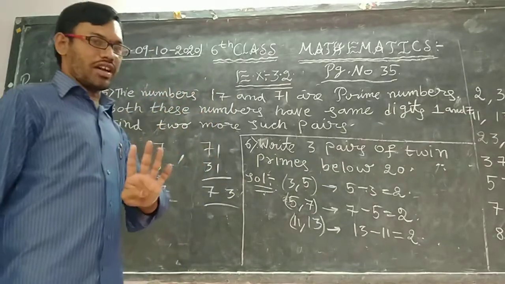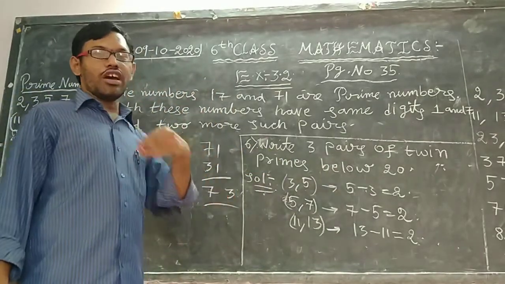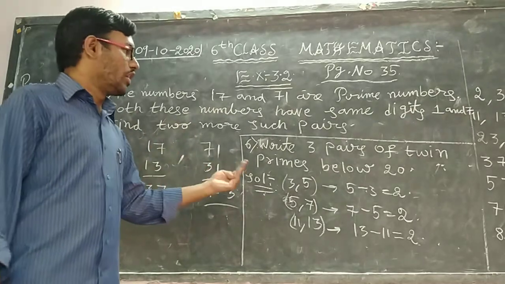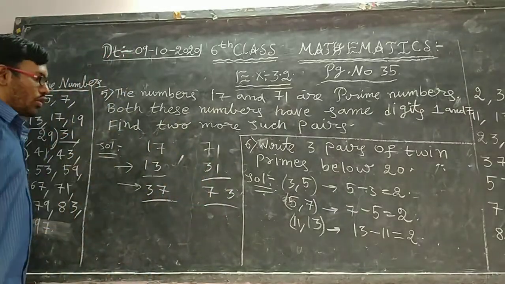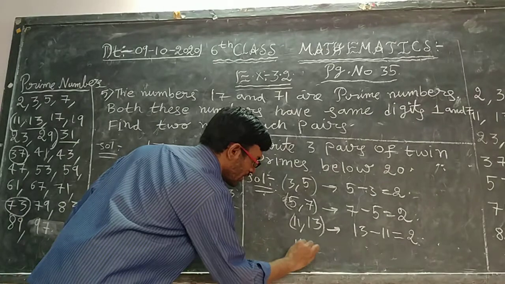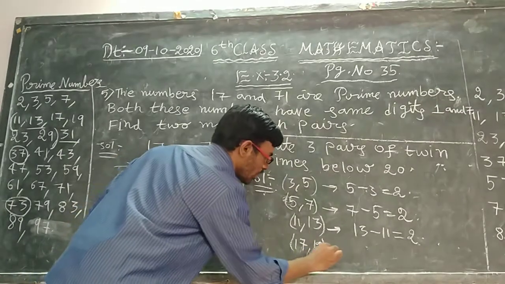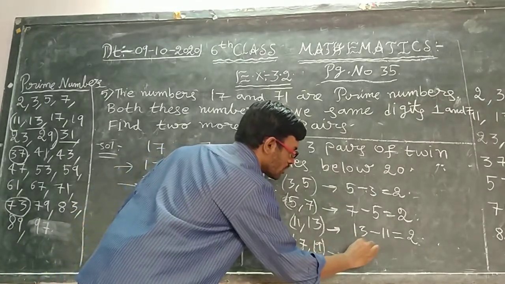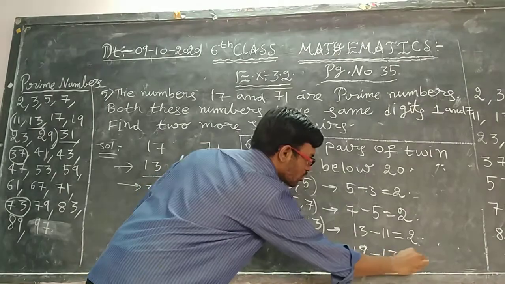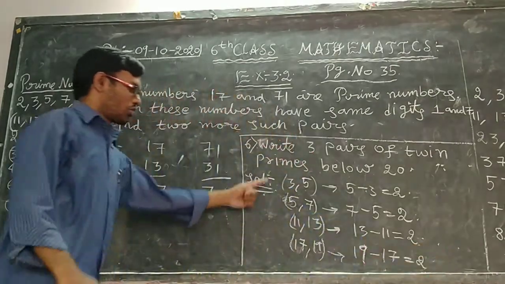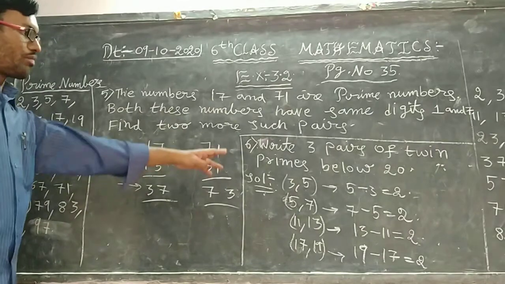Okay, don't get confused children. So below 20, how many pairs of twin primes? There are totally 4. So that is 17 comma 19. Sorry, 19 minus 17 is equal to 2. Okay, so totally there are 4 twin primes below 20.